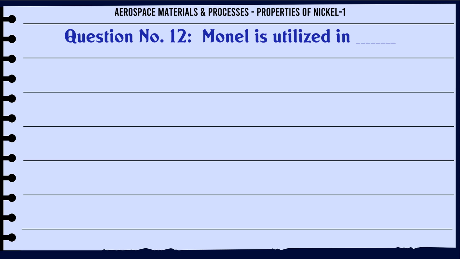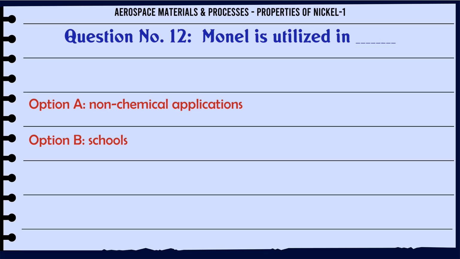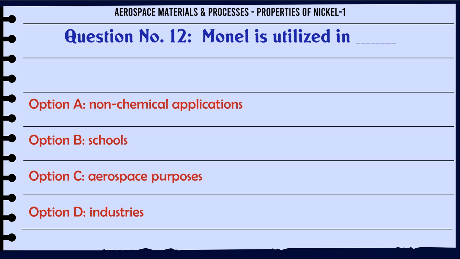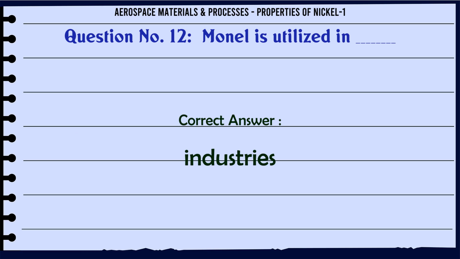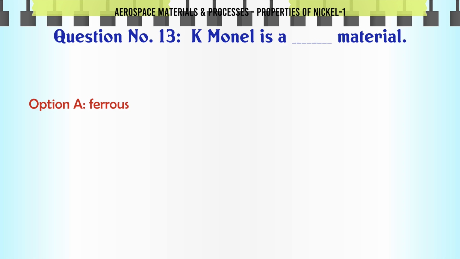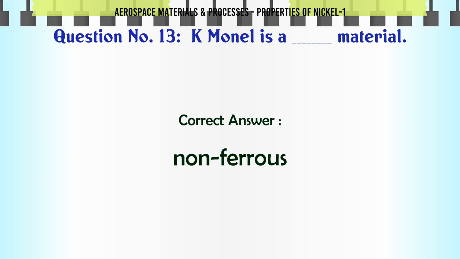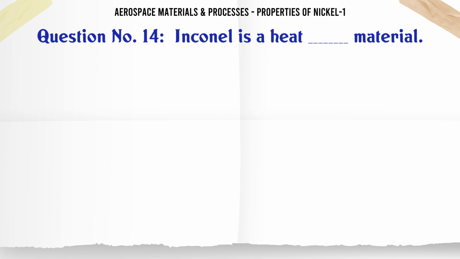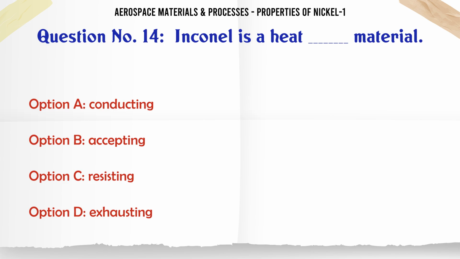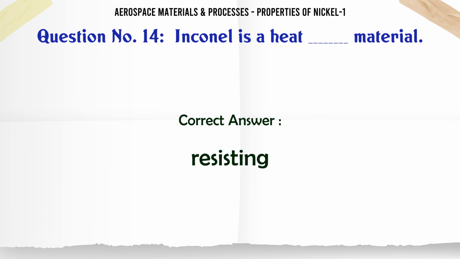Monel is utilized in: A, non-chemical applications; B, schools; C, aerospace purposes; D, industries. The correct answer is industries. K Monel is a material: A, ferrous; B, non-ferrous; C, proxy-ferrous; D, anti-ferrous. The correct answer is non-ferrous. Inconel is a heat material: A, conducting; B, accepting; C, resisting; D, exhausting. The correct answer is resisting.